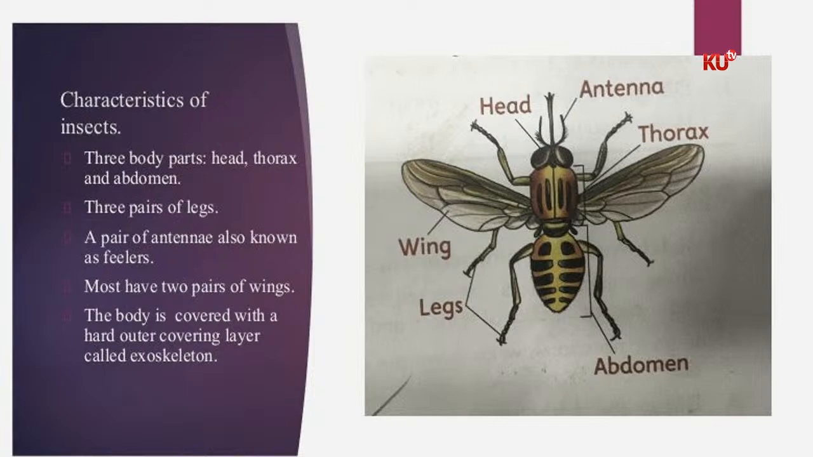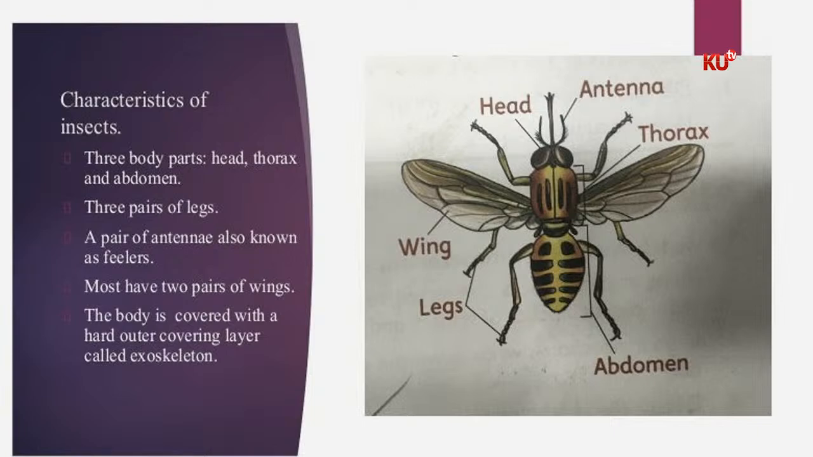So the 3 parts are the head. Then we have the middle part of an insect, which is called the thorax. Then the last part is the abdomen. So an insect is divided into 3 parts: the head, the thorax, and the abdomen.